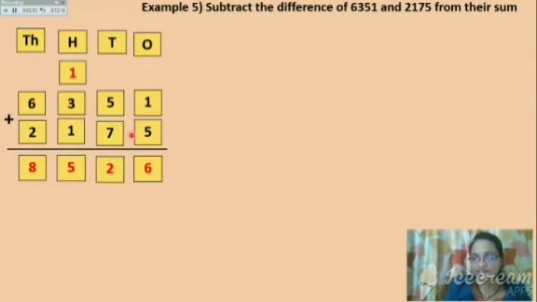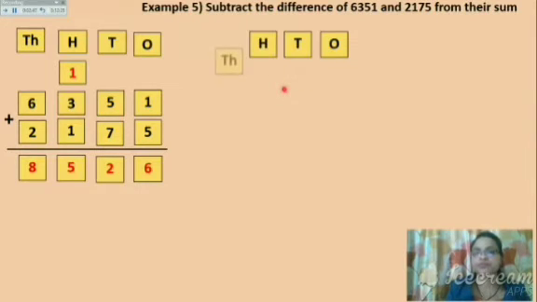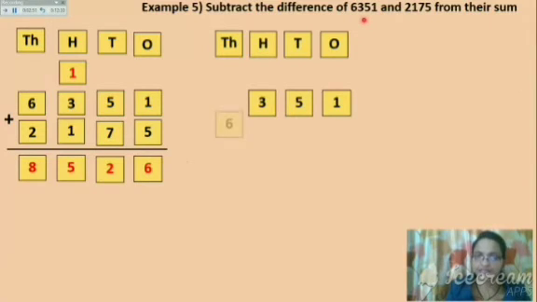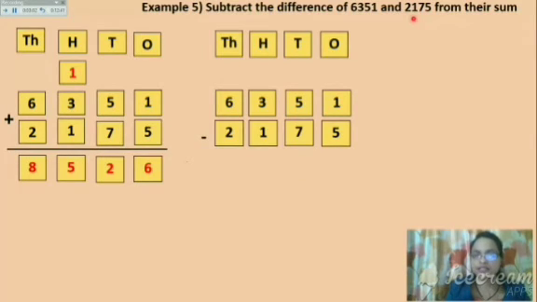Now the sum we have found out just now. Now let us find out the difference also. Which is the bigger number? 6351. Difference means what? Which sign? Minus. Okay. Now the smaller number is 2175. So can you subtract 5 from 1? No. Here we have to borrow.